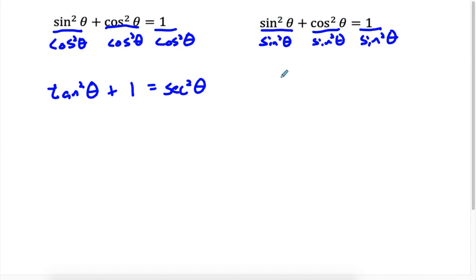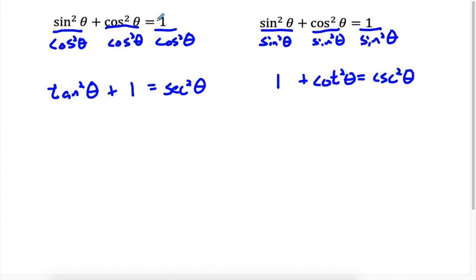So sine squared over sine squared would just be 1. Cosine squared over sine squared would be cotangent squared. And 1 over sine squared would be cosecant squared. Okay, so that is the very quick derivation of the other forms of our Pythagorean identity.